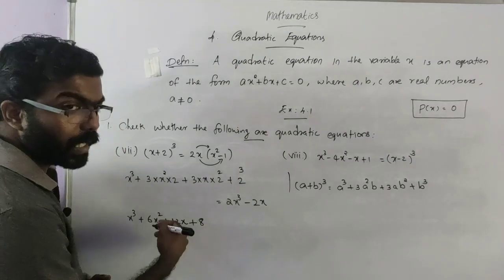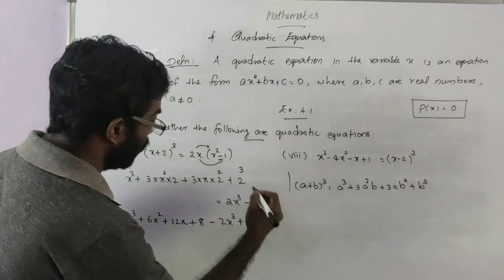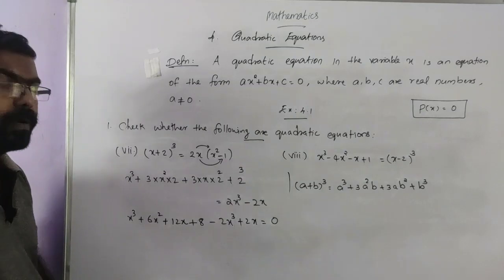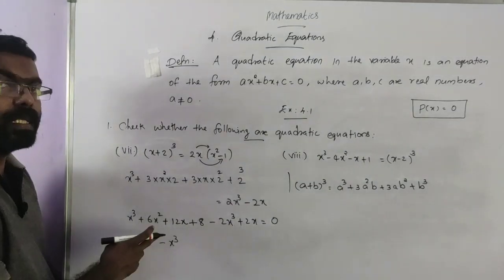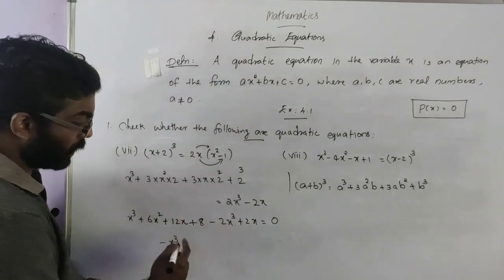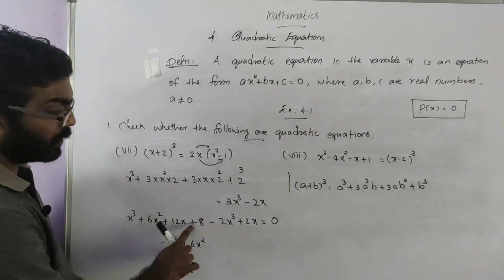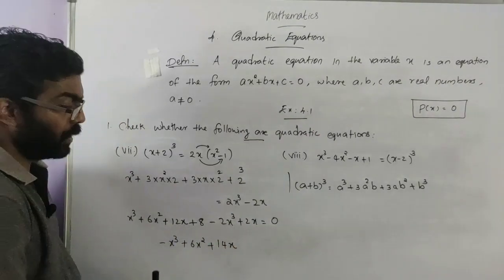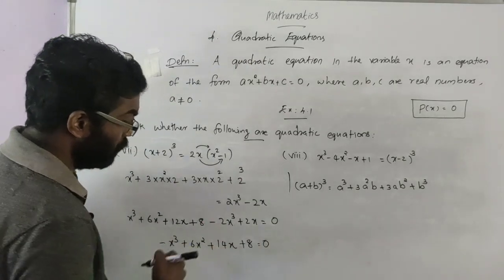These two terms we can take to left side. Minus 2x cube plus 2x is equal to 0. x cube minus 2x cube, okay, x cube minus 2x cube is minus x cube. And the next is 6x square, and we have no like terms, so we can write plus 6x square. Then 12x plus 2x is 14x. And the remaining number is 8, so plus 8, which is equal to 0.